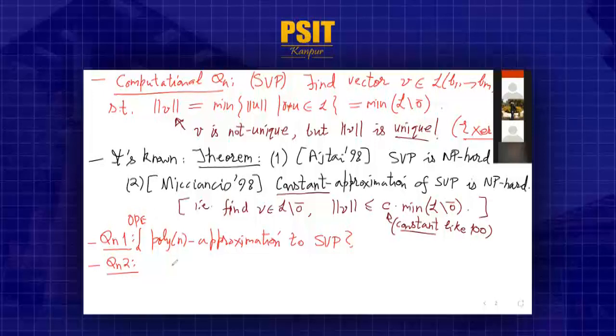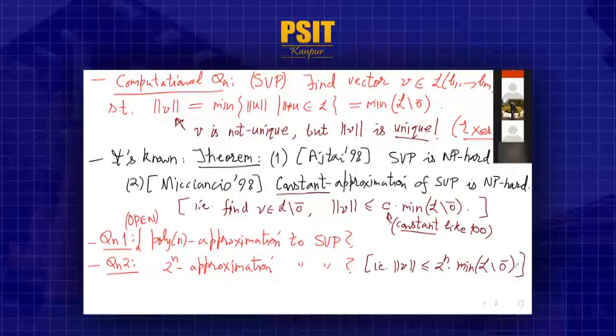So we can relax it and we can ask for a 2 raised to n approximation to SVP. Which means that you have to find a vector V in the lattice which is less than or equal to 2 raised to n times the minimum in the lattice. So remember, M is like vectors defining the lattice. And this is exponential approximation in the input size.